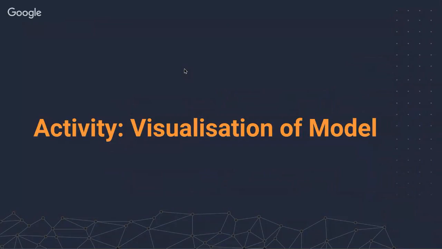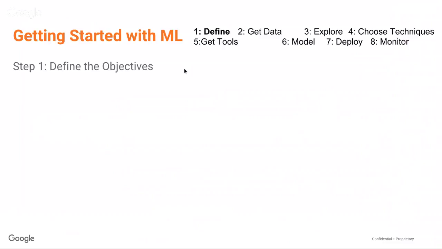Now look at the activity visualization of the model. Here we are going to do 4 or 5 steps, or we are going to visualize how machine learning can actually be done. So the first step is define, second step is get data, third step is explore, fourth step is choose techniques, fifth step is get tools, sixth step is model, seventh step is deploy, and the eighth step is monitor.